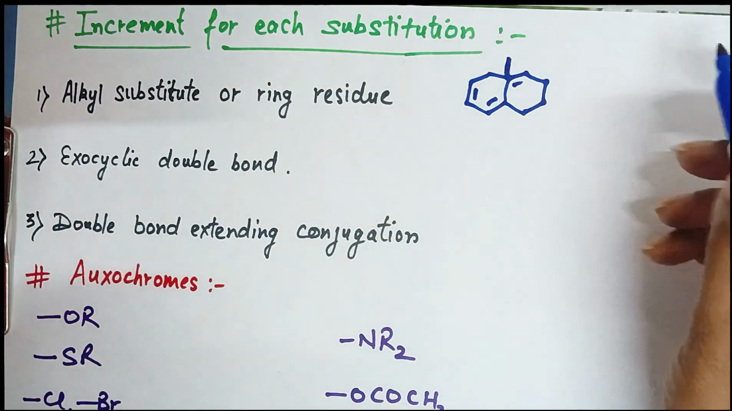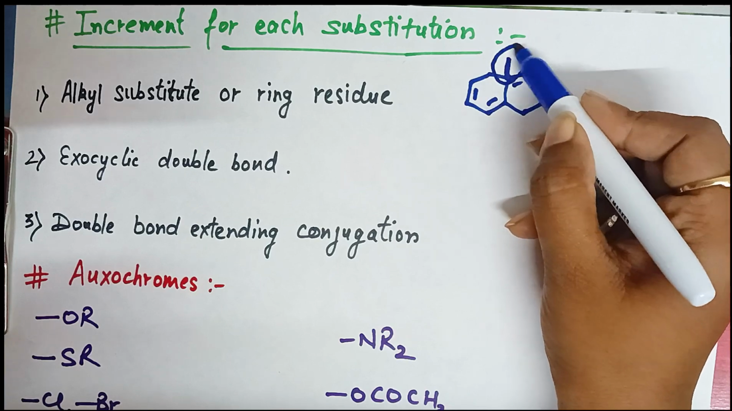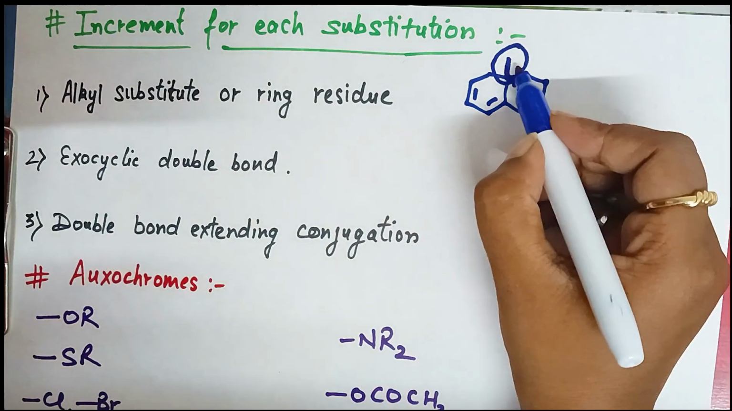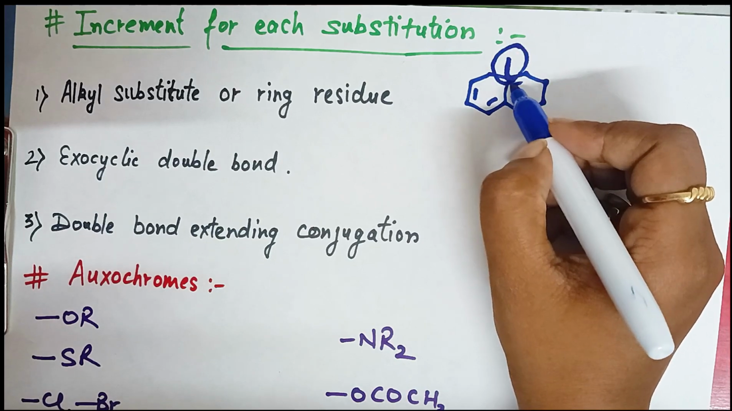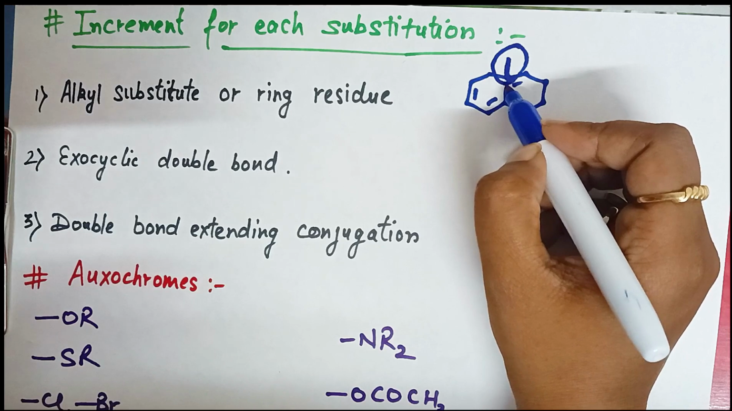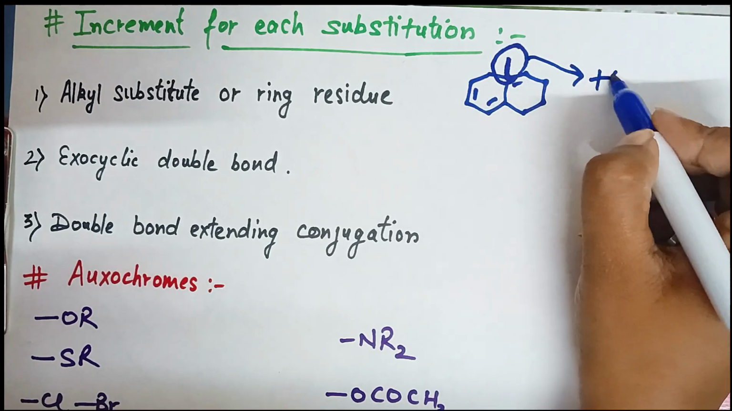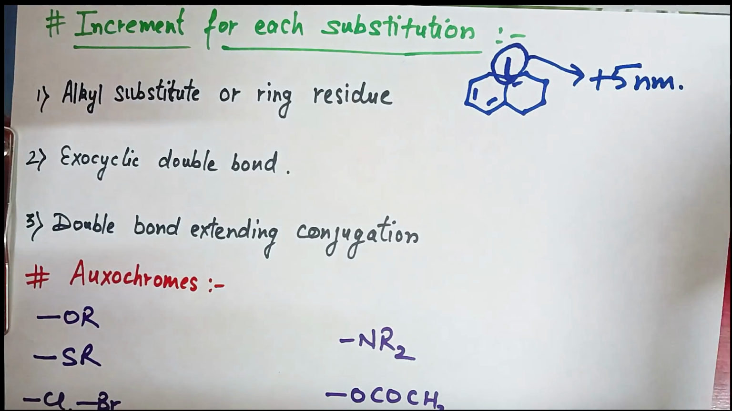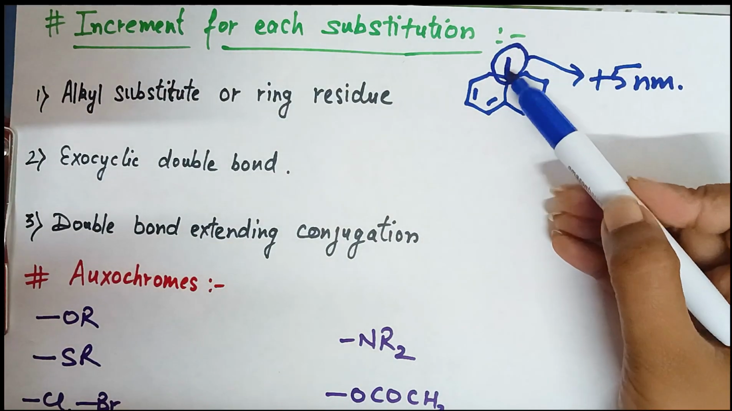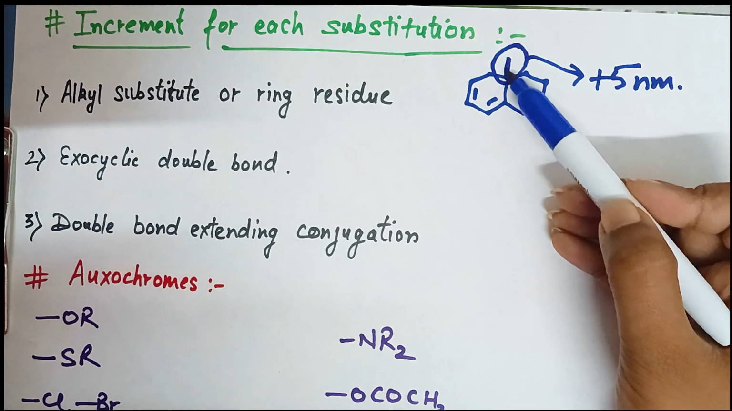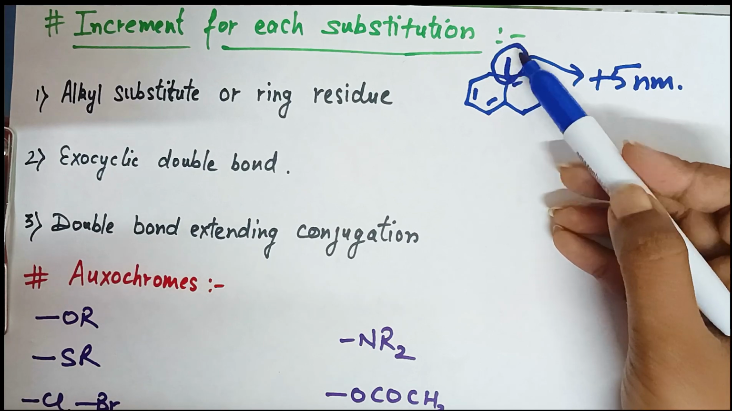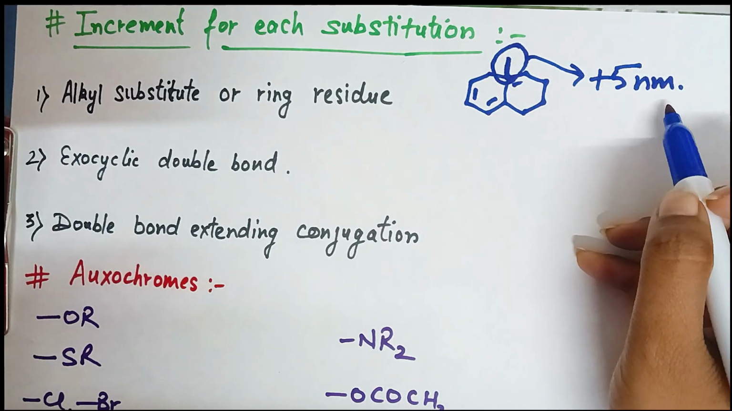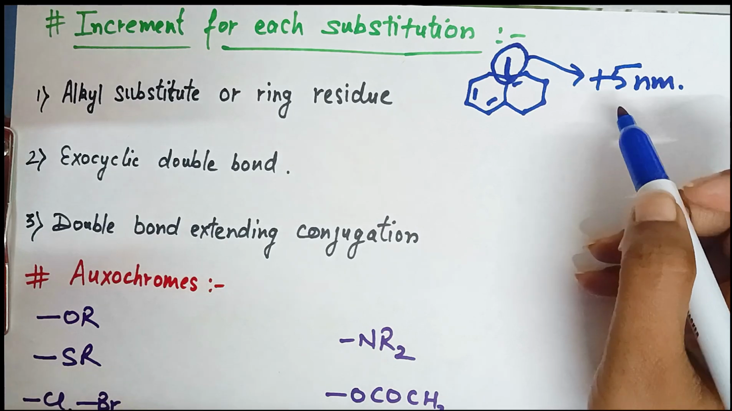This is the molecule. Now here, this is the alkyl residue which is there. So if we have any alkyl substituent or ring residue like this, for that we will add 5 nanometers. First we will look for the base value, and then we will look for the alkyl substituent. This is an alkyl group which is substituted over here, or you can say the ring residue which is outside this ring. So for that we will add 5 nanometers. This is the first rule.